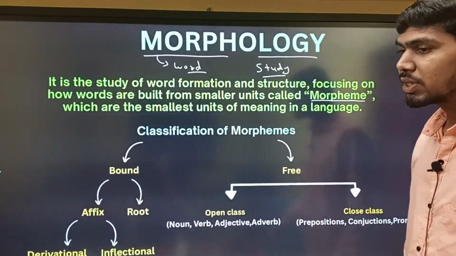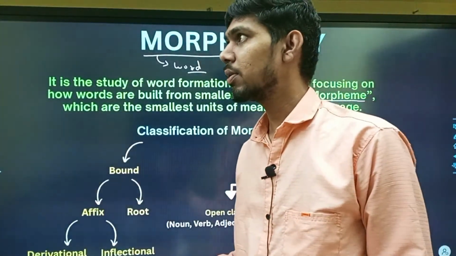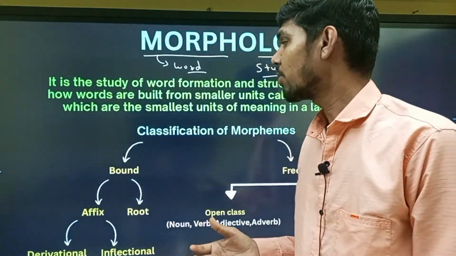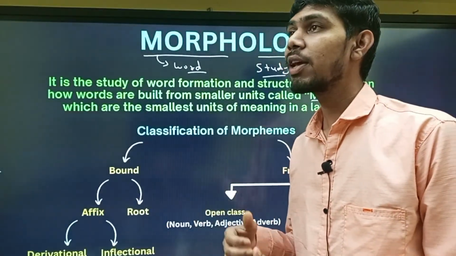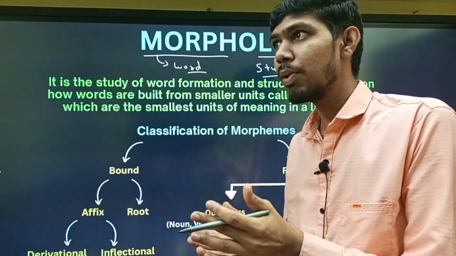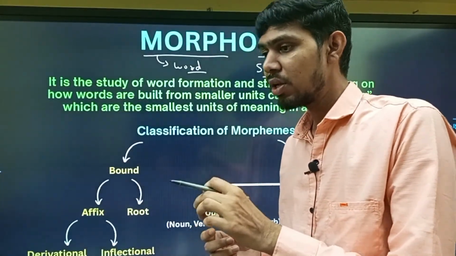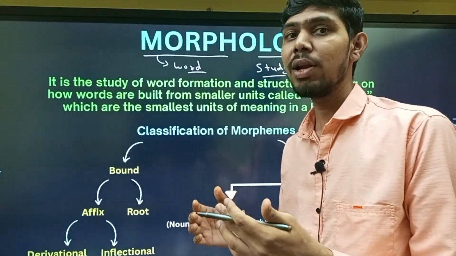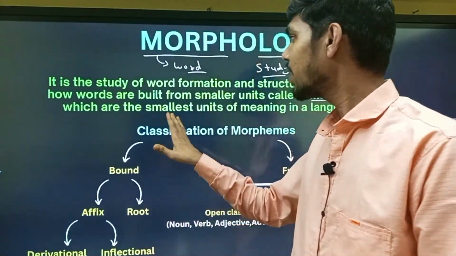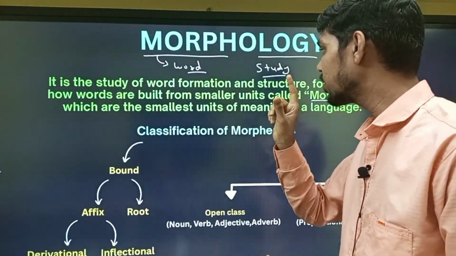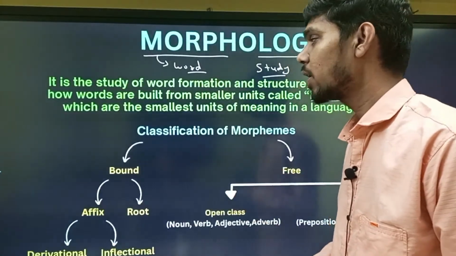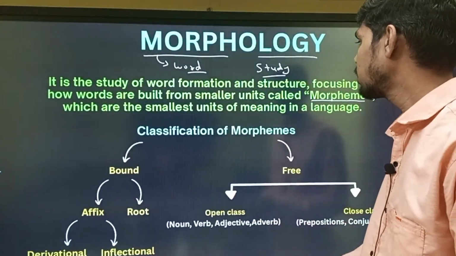When we say morpheme, it means the smallest unit of the word that can carry meaning. If you further divide that smallest unit, you cannot get the meaning. It will lose its meaning. So it is the smallest meaningful unit that cannot be further divided in a language.